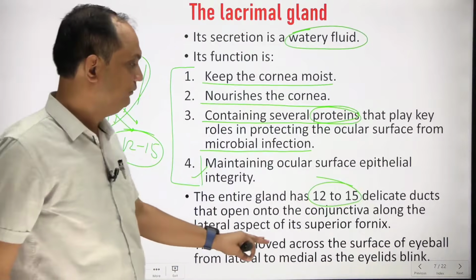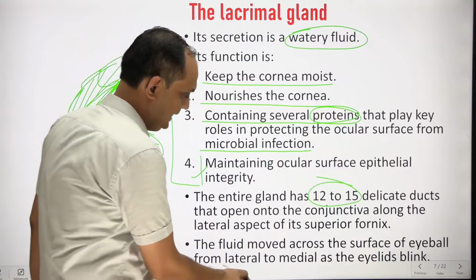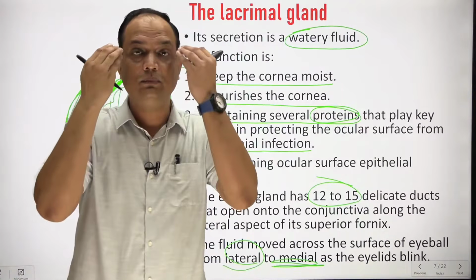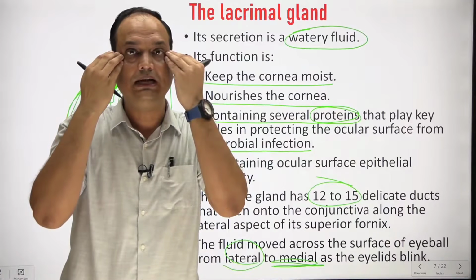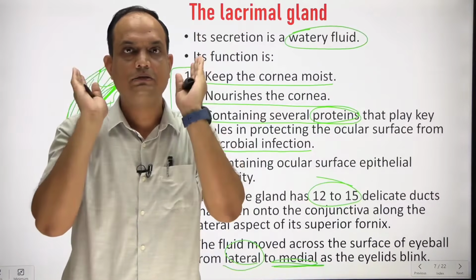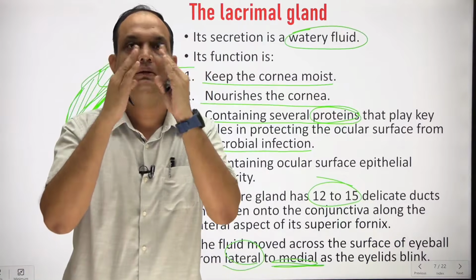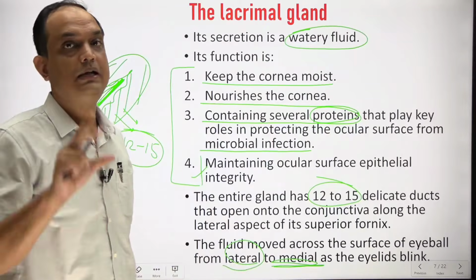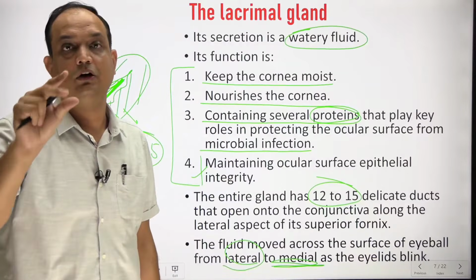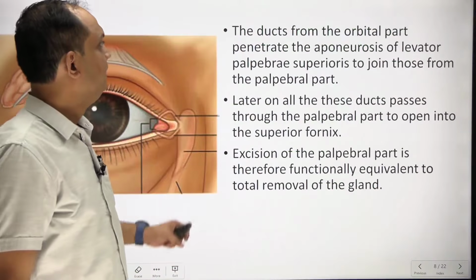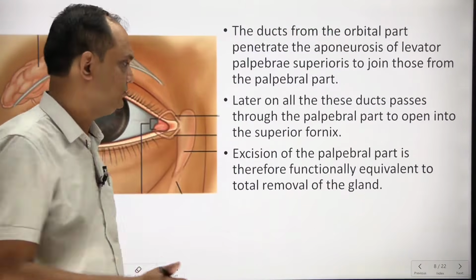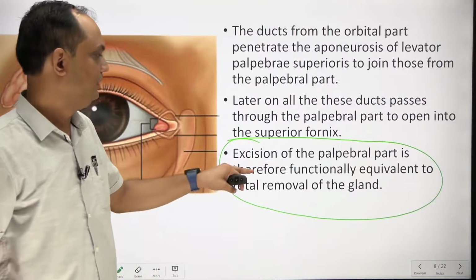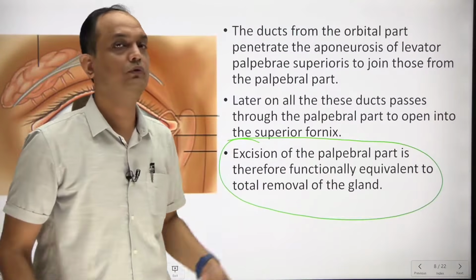Clear? The fluid moves across the surface of the eyeball from lateral to medial side. ठीक है, हमारा secretion कहाँ आ रहा है? Lateral side में. क्यों? Because gland किधर है? You have the location of gland on the lateral side. So when you are blinking the eye, this fluid is moving from lateral to medial side. Clear? So the movement is from lateral to medial side, and what is the reason of the movement? Is the movement of your eyelid, that is the Orbicularis Oculi muscle. Now, there is a question that why the excision of palpebral part is functionally equivalent to the total removal of gland.